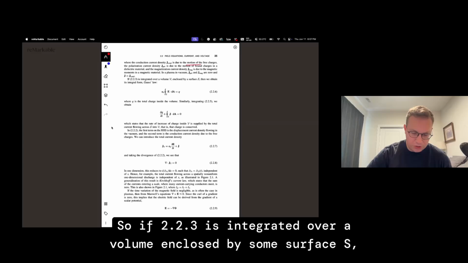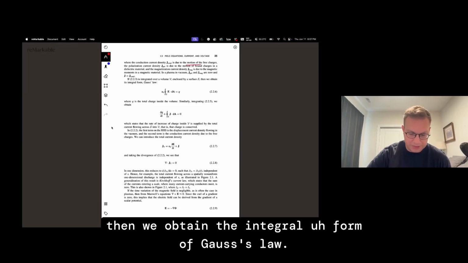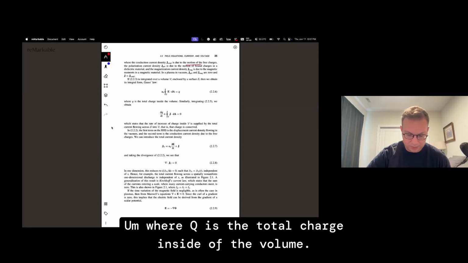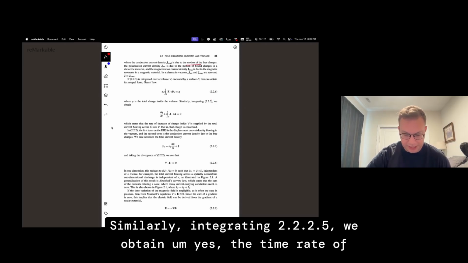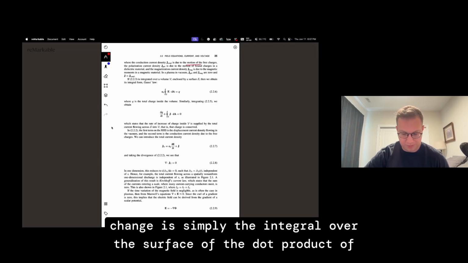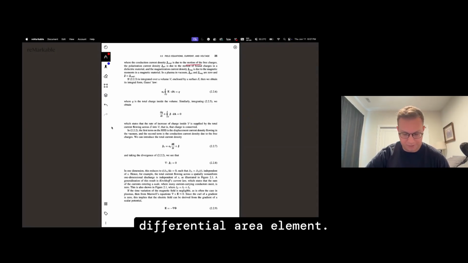So if 2.2.3 is integrated over a volume enclosed by some surface S, then we obtain the integral form of Gauss's law, where Q is the total charge inside of the volume. Similarly, integrating 2.2.5, we obtain that the time rate of change of charge is simply the integral over the surface of the dot product of the current with the differential area element.